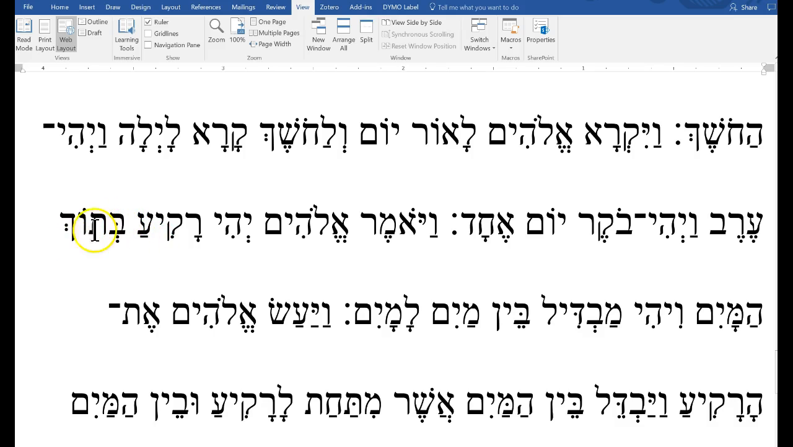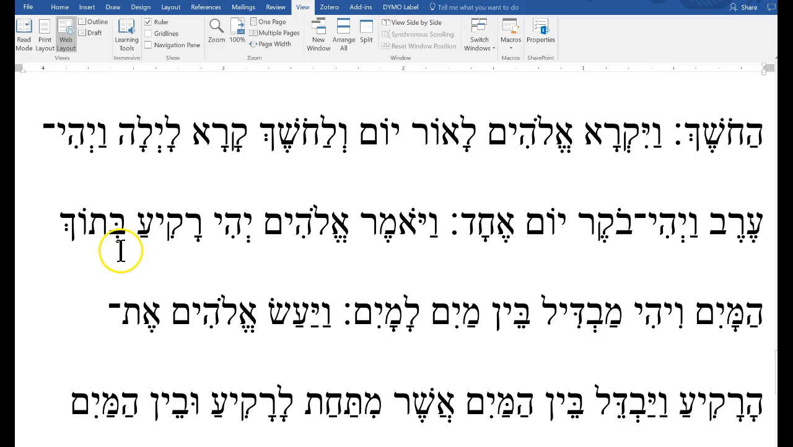Then "betok", so we have that word "tavek" in our vocabulary. And this is simply the construct form again. The construct form, which we're going to learn later, implies the "of". And then this is the word that governs it. So, in the beginning of the waters.